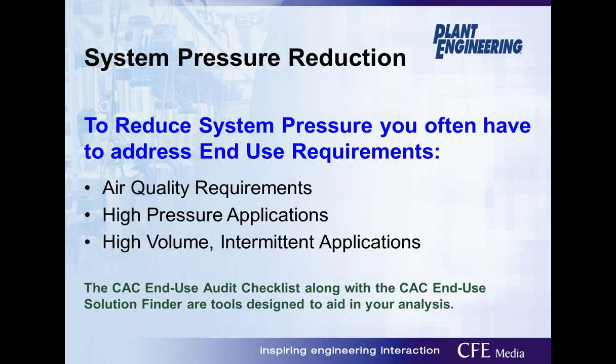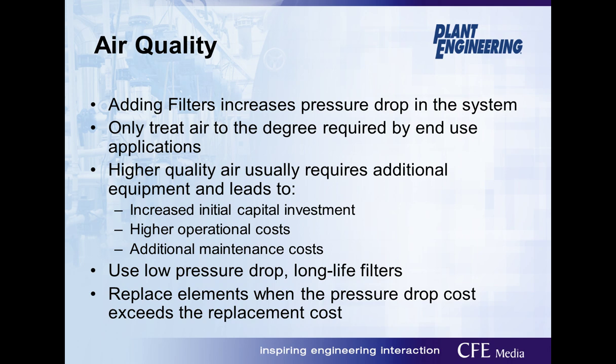You have to go through and look at the system and look at where you can do that. And the way you do that is to look at the end uses. So you've got to look at the air quality requirements you have, any high pressure applications, and those high volume intermittent demands that you have. You really want to go through and look at these and say, where can I make changes in the system that's causing this pressure to drop, so that I can now lower the entire pressure because I've gotten rid of these issues that happen on the demand side.